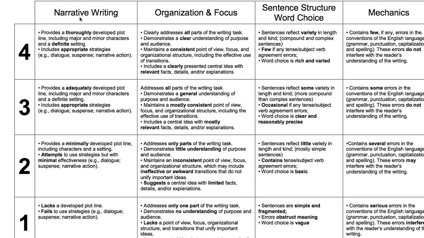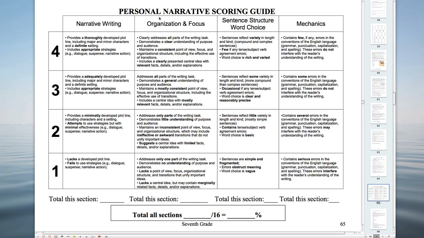In this specific scoring guide, there are 4 different areas that we are going to be scoring, and since this is a personal narrative, the parts that are going to be scored are specific to narrative writing, and then the organization and focus of the narrative, the sentence structure and word choice used in the narrative, and then the mechanics of writing that are in the narrative.